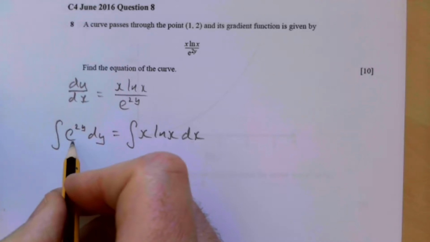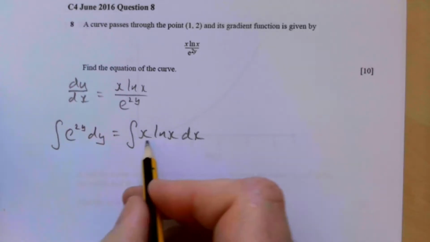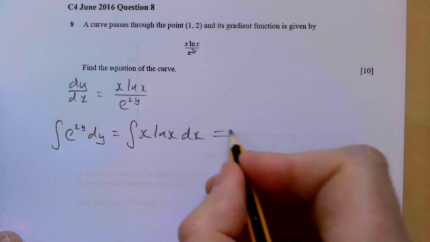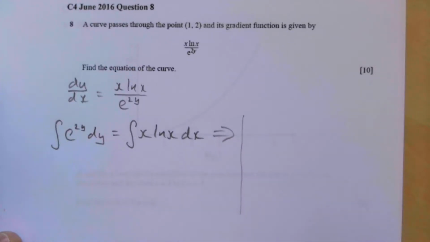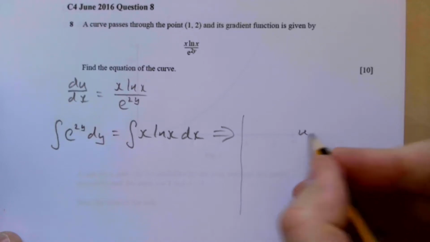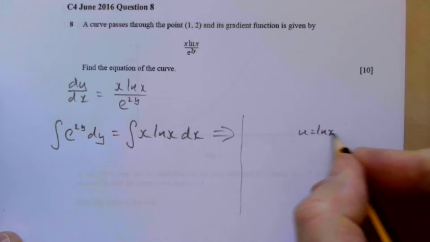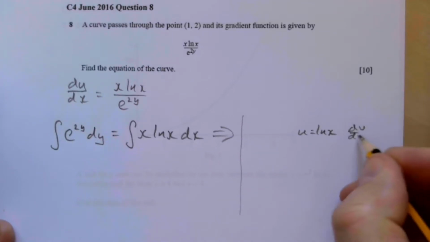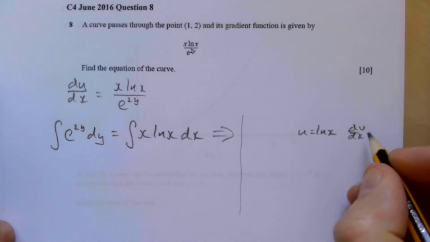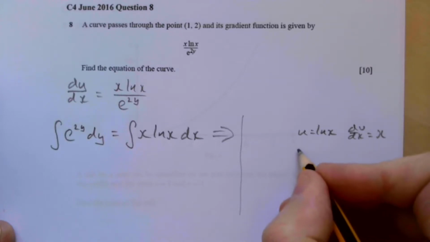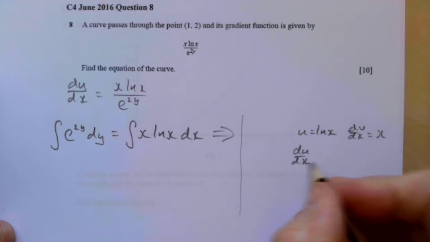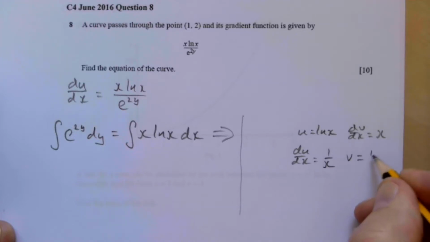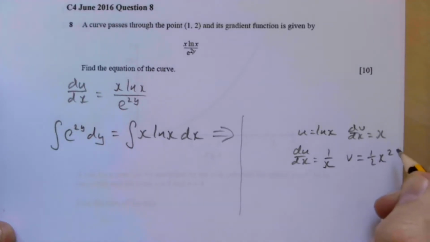This here we can integrate reasonably straightforwardly. This requires a wee bit of thought, so I'm going to do parts. And for this bit, I'll just take it out separately for the minute. I'm going to let u equal ln x. Remember, it's an ln x when we let u equal ln x, and then dv/dx is going to be the x. So du/dx is of course then 1 over x, and v then is a half x squared.